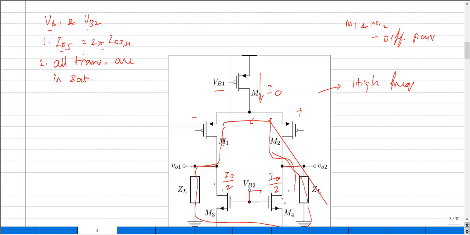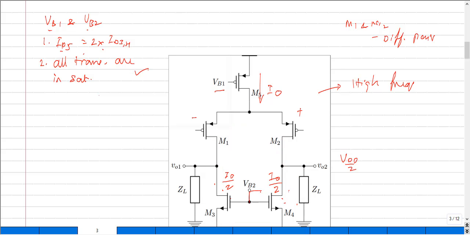that the average output voltage is somewhere halfway between the supply voltage. So what I really mean is, the DC component at these voltages VO1 and VO2 has to hang around VDD by 2, and that in turn ensures that all of the transistors in the circuit are in saturation. Having this DC condition also ensures a very large swing at the output node.